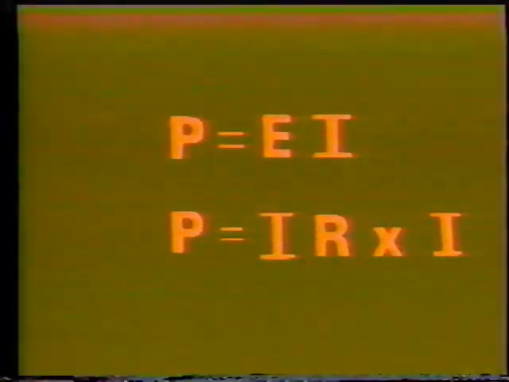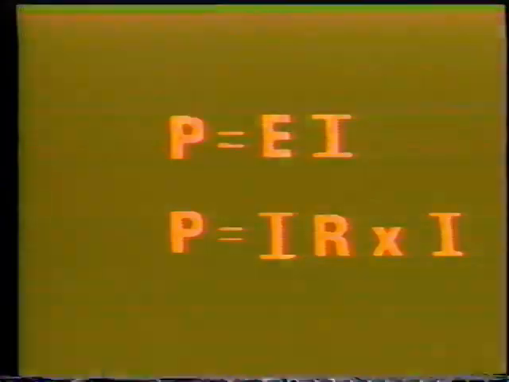Before we look at how this formula works, let me show you where it comes from. We know that power equals voltage times current. P equals EI. From Ohm's law, we also know that voltage equals current times resistance. E equals IR. So we can write the formula for power the first way, P equals EI, or this new way, P equals IR times I, because E and IR both equal voltage.